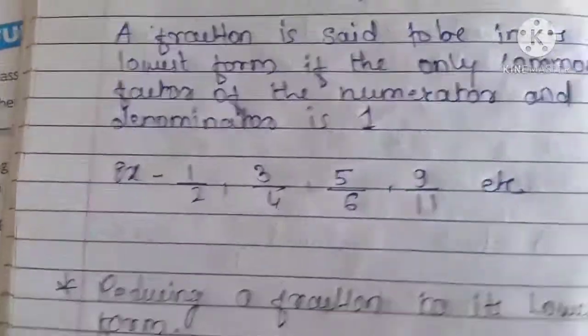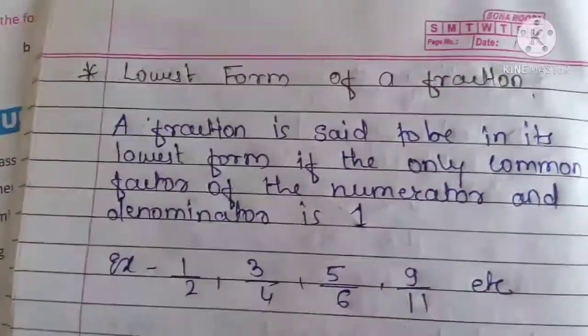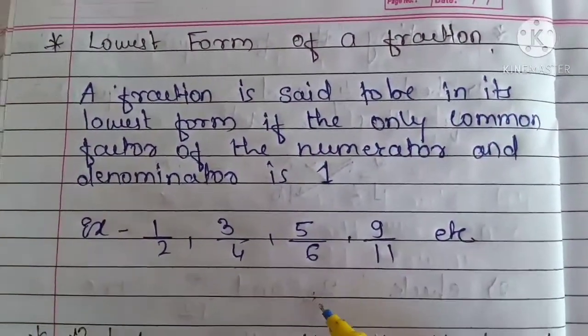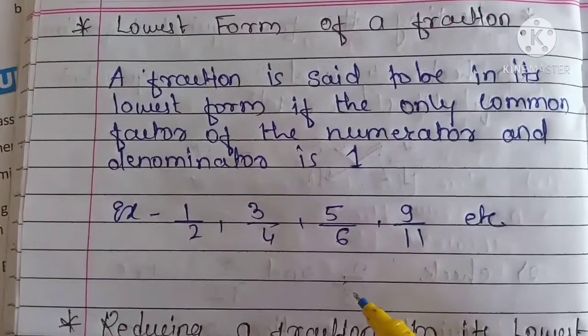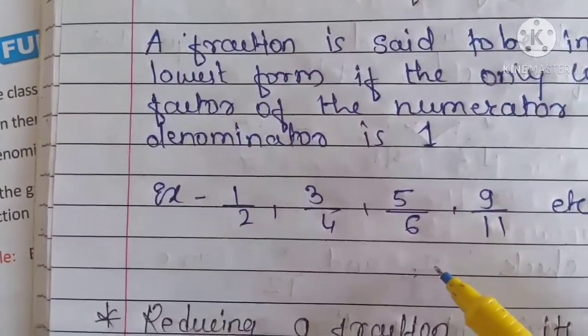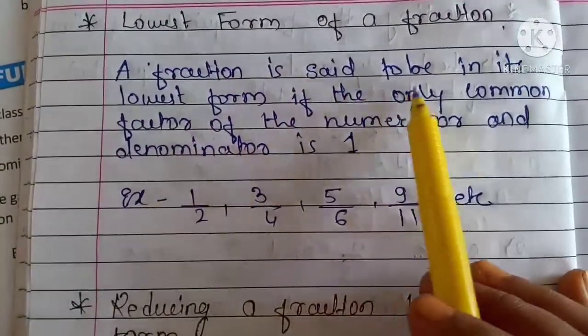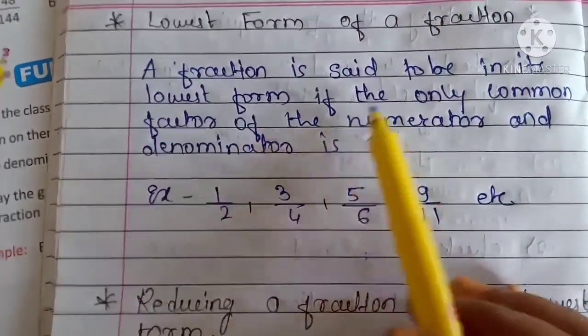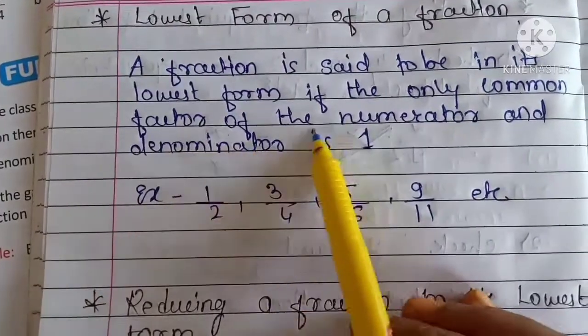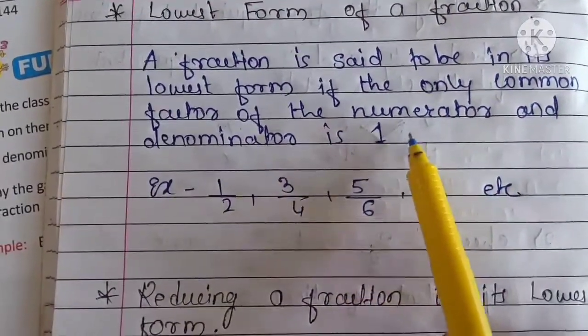So the next one is the lowest form of a fraction. How to identify whether the given fractions are in the lowest form or not. A fraction is said to be in its lowest form if the only common factor of the numerator and the denominator is 1.